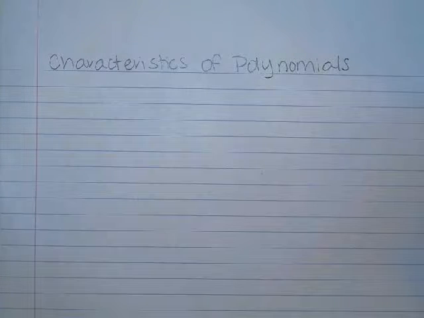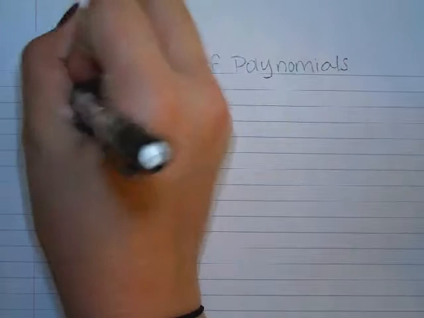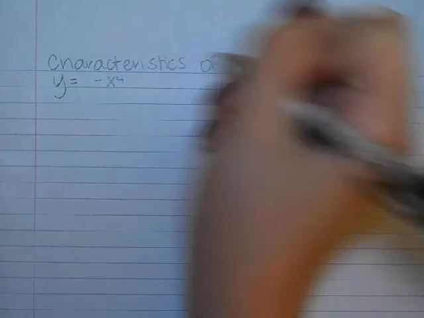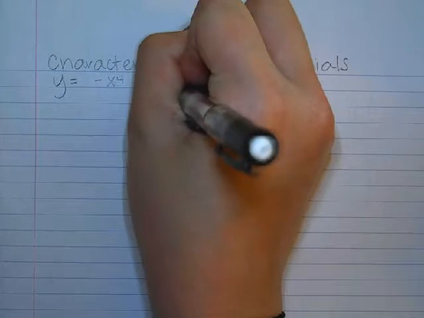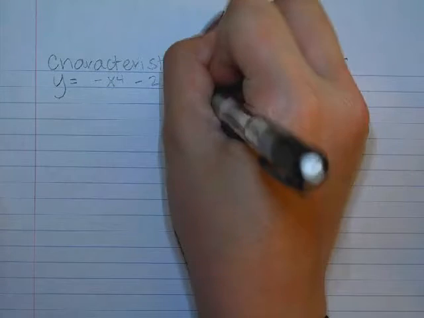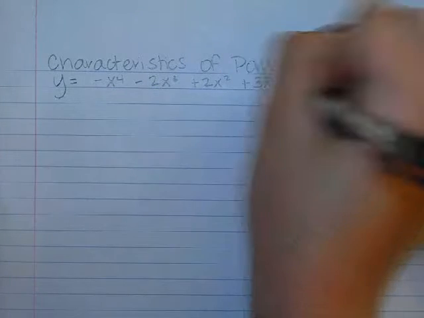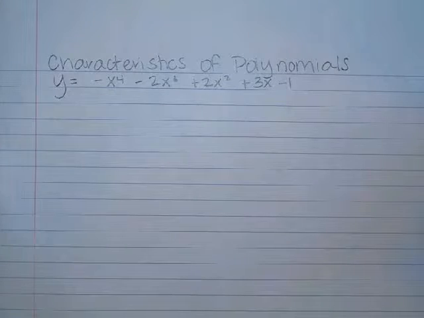Okay, I'm not doing this on my calculator for you. You're going to do it on your calculator as well. So the equation that we're going to use is y equals negative x to the fourth minus 2x to the third plus 2x squared plus 3x minus 1. And we're going to start off by graphing that in our calculator.